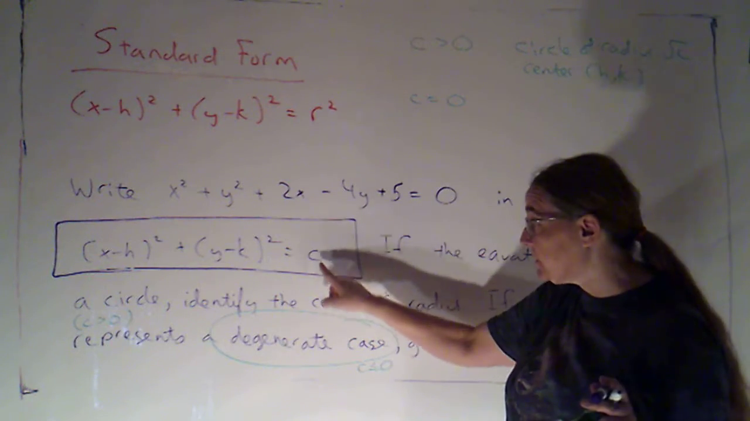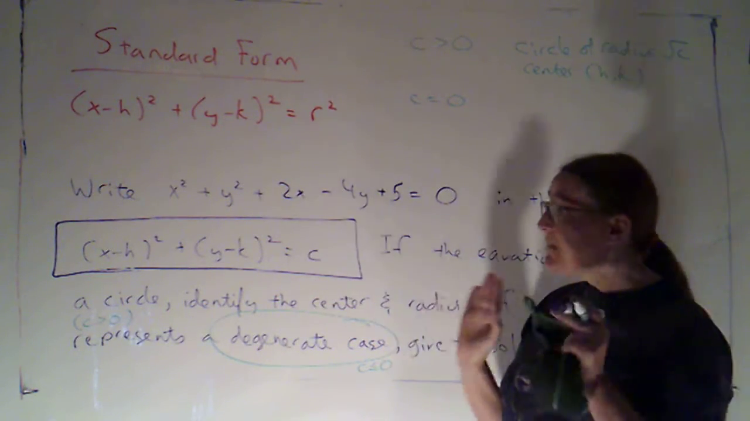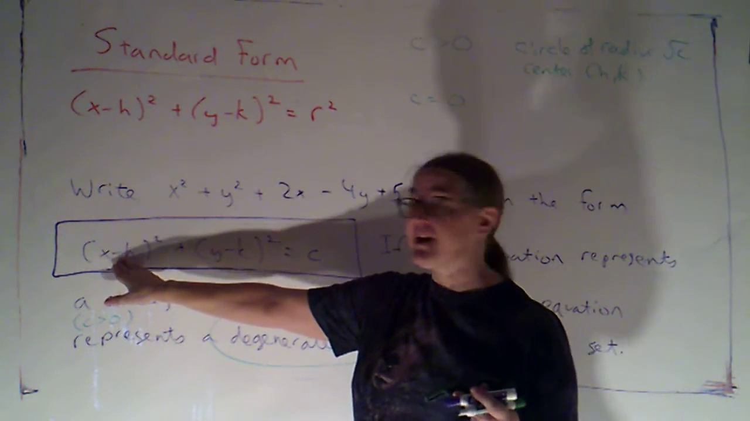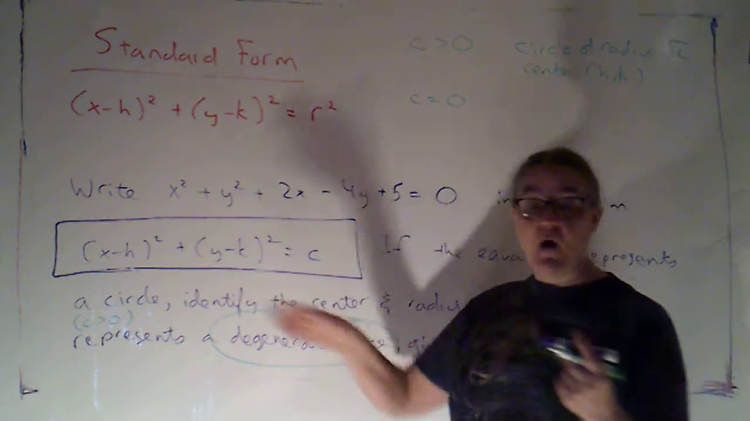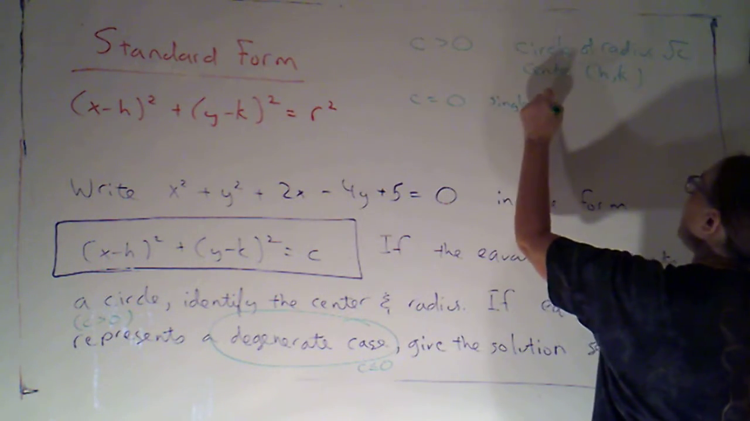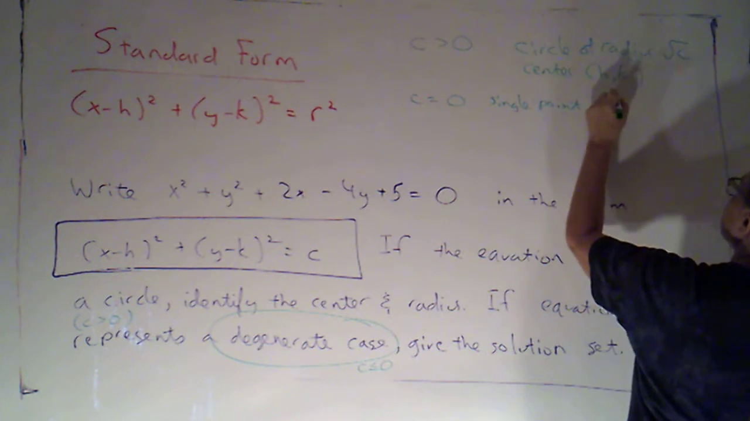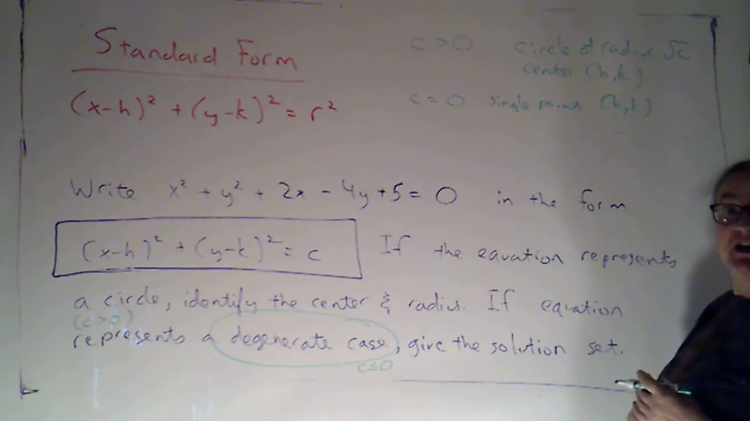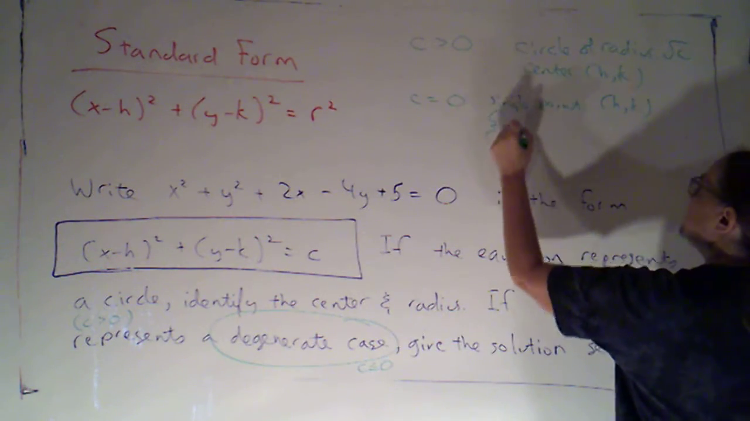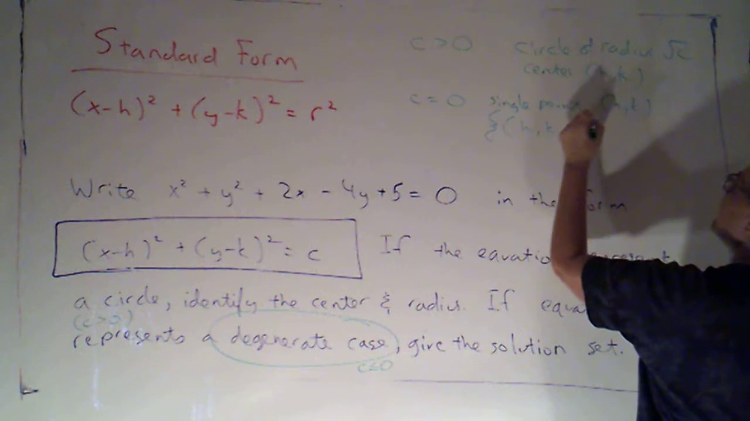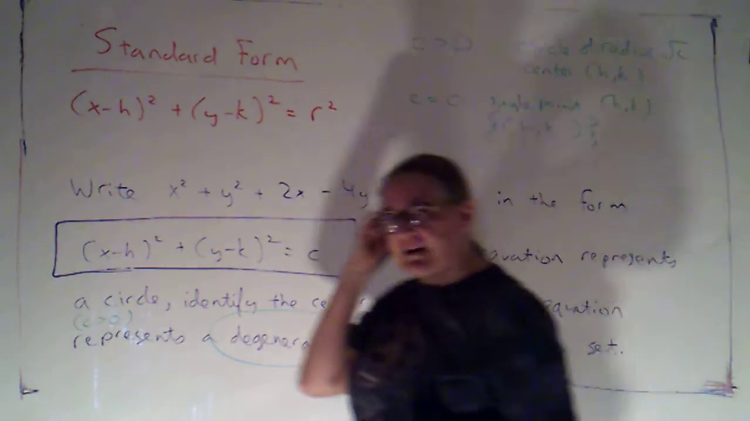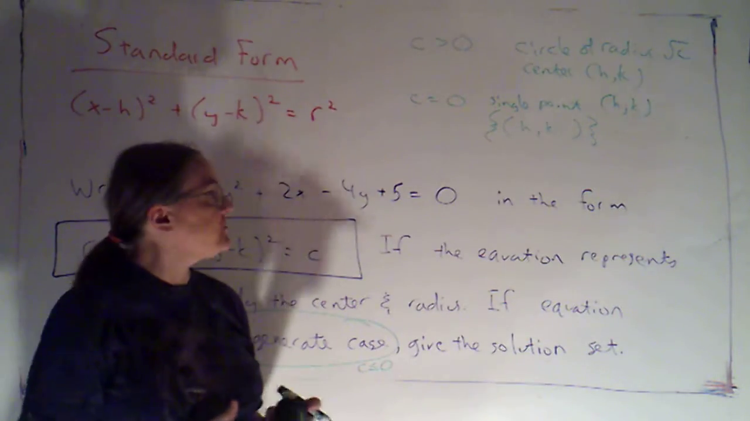So it is possible to have this equal to 0, but the only way that would be true is if this term was 0, so x was h, and this term was 0, so y was k. So if c is equal to 0, we're going to get a single point as our solution, and it would be the point (h, k). Now again, the book is giving things in set notation, so they would say it's the set consisting of that single point. I'm not concerned that you use set notation. I'm concerned that you give me the solutions.